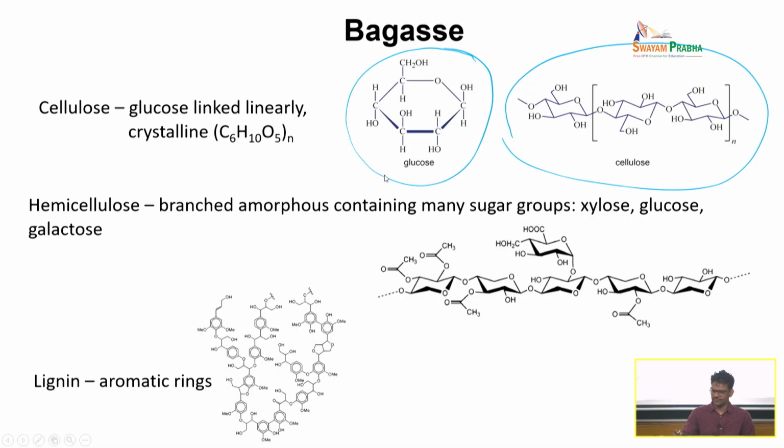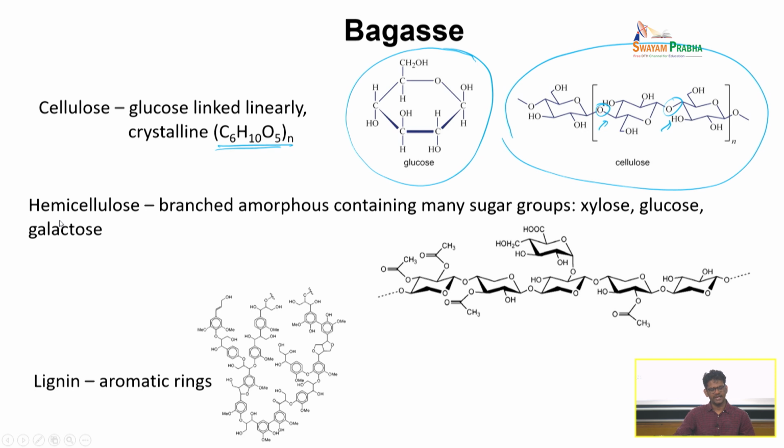The repeating unit has the formula C6H10O5. So that is cellulose for you. You can see that the linkage group is this oxygen here between. So if you bring another sugar molecule, you will basically link them through these bonds.